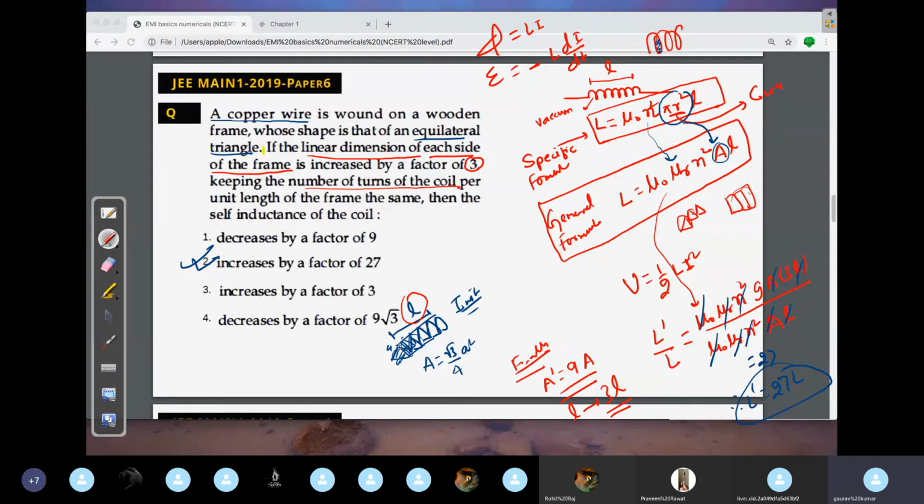In this case, it is given to be an equilateral triangle, so the area will be root 3 by 4 A square, and the length is L. Now they're telling you each linear dimension is increased by a factor of 3. So even the sides of the equilateral triangle will increase by a factor of 3, so the area will become 9 times, and the length will become 3L. Put these values here, and in the numerator you will get a factor of 27. So it increases by a factor of 27. If you want, you can take the screenshot. If anyone has a doubt in this question, you can ask me. I will repeat. Let's take the screenshot.